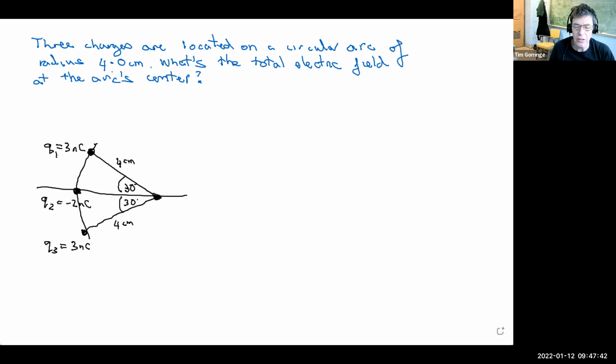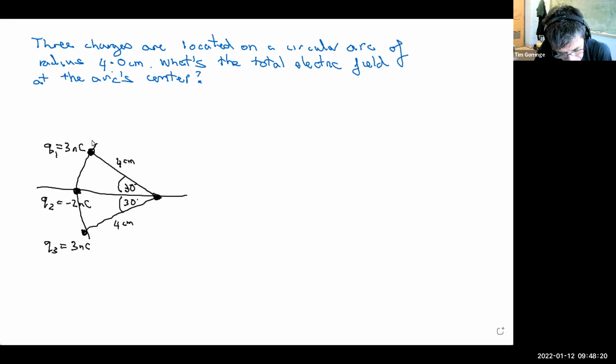And those 3 point charges are arranged at 3 different locations on the arc of a circle. The radius of the circle, we're told, is 4 centimeters. And we're asked to figure out the resulting total net electric field at the center of the circle. So we've got to superimpose, using the superposition principle, the electric fields of the 3 individual charges to get the total electric field of the 3 charges at the circle's center.